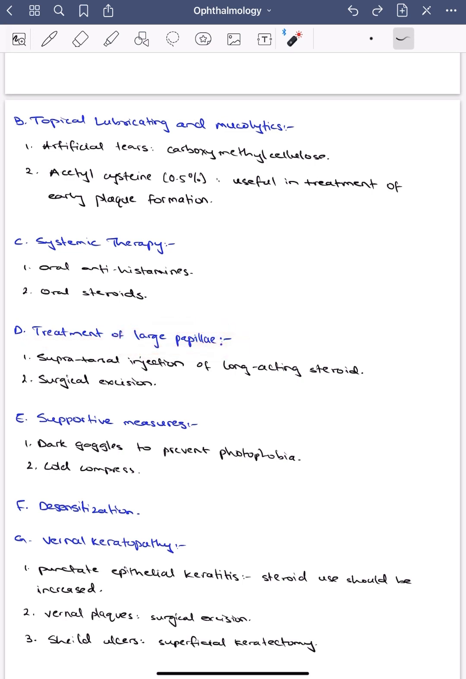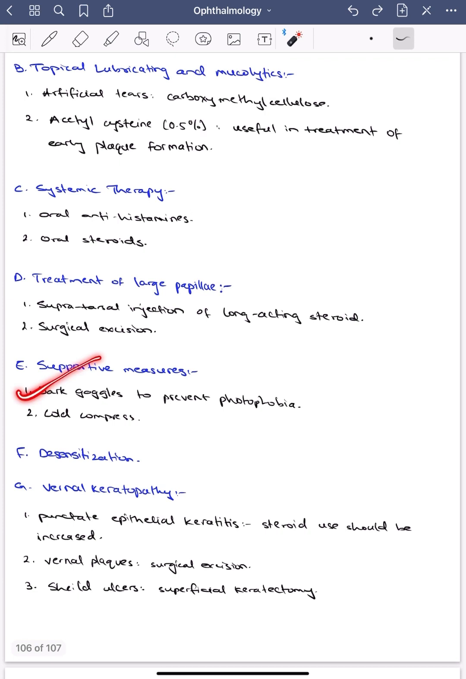Next is the treatment of large papillae. It requires surgical excision or supratarsal injection of long-acting steroids. Then we can give supportive measures like dark goggles and cold compress. Desensitization is another medical therapy that is not often used now. And finally, we have to treat vernal keratopathy, punctate epithelial keratitis: steroid can be given. If there are vernal plaques, surgical excision can be done, and for shield ulcers, superficial keratectomy can be done.